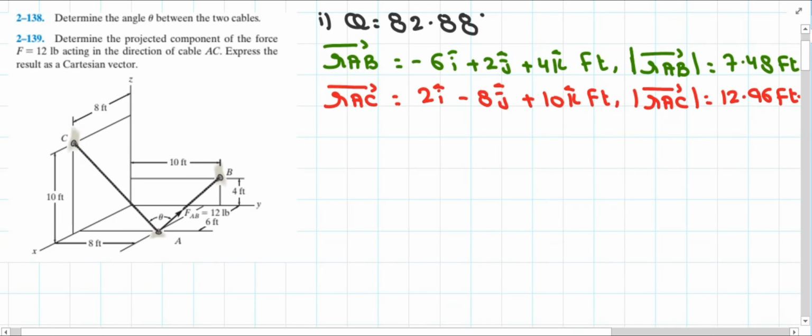Hello everyone, welcome back. In the previous video, we dealt with how to find the angle between the two cables. In this video, I am going to find the projected component of force F along the cable AC. According to the dot product formula, A dot B is equal to AB cos theta. We know about it.